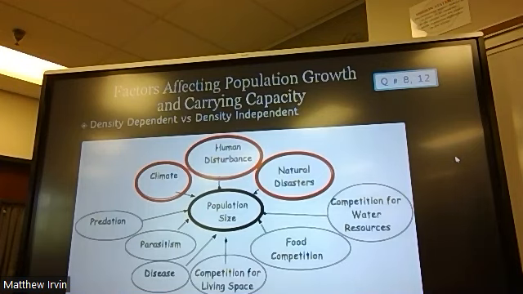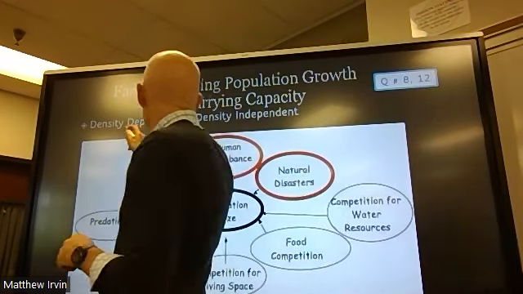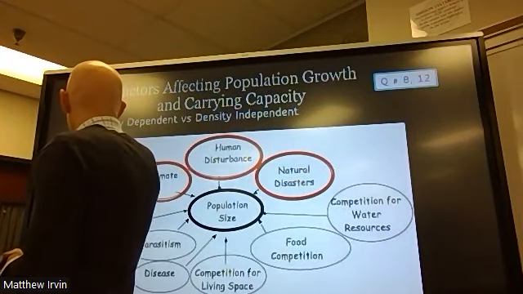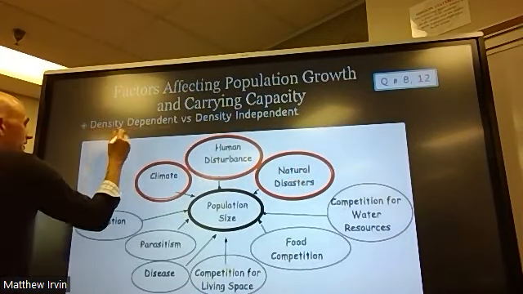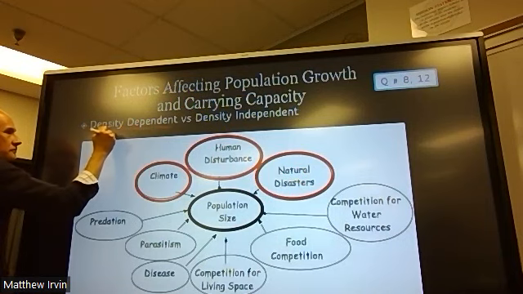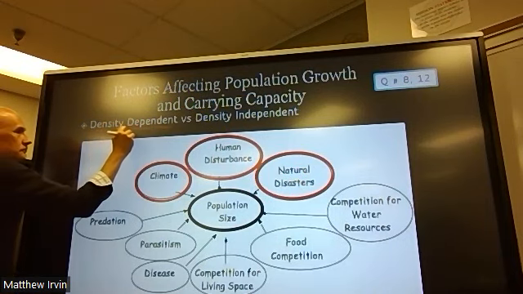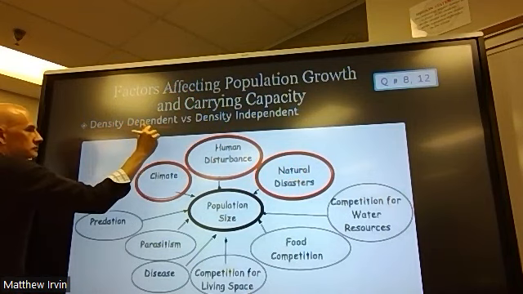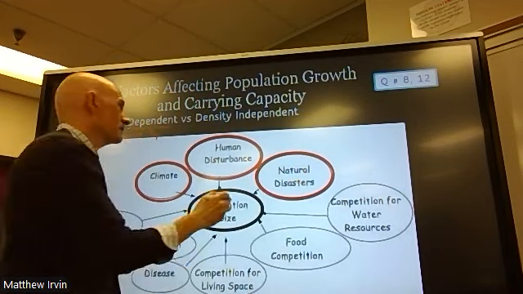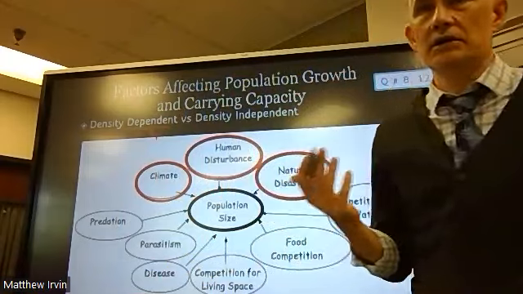All right, things affecting primary productivity, things affecting population growth and carrying capacity. This is both number 8 and number 12. So when you get to number 12, just write C number 8. We don't have to write it twice. So all these different things, we've got things that are density dependent and density independent. So these ones increase with population. And then density independent is the population size doesn't matter.